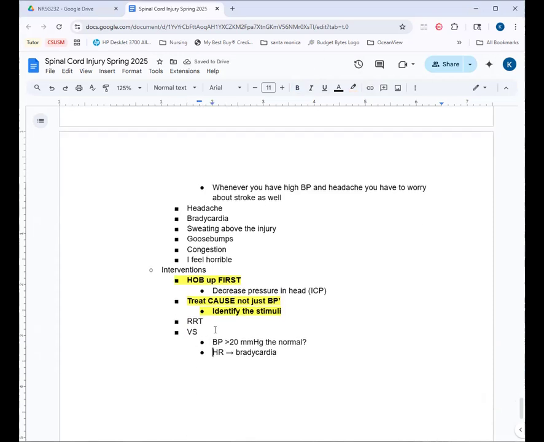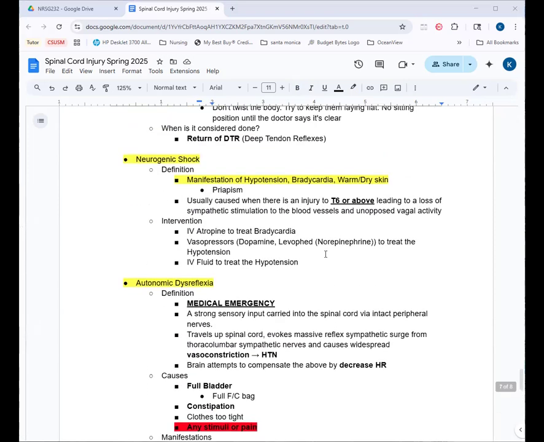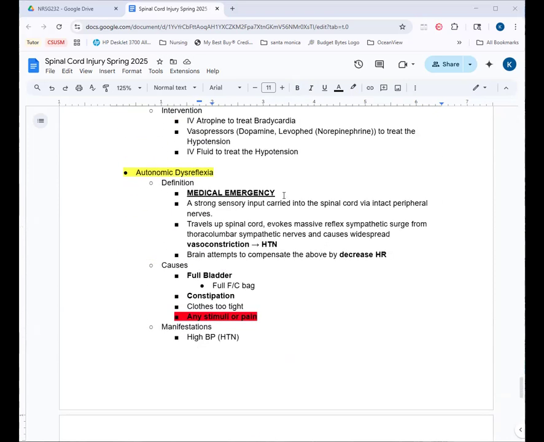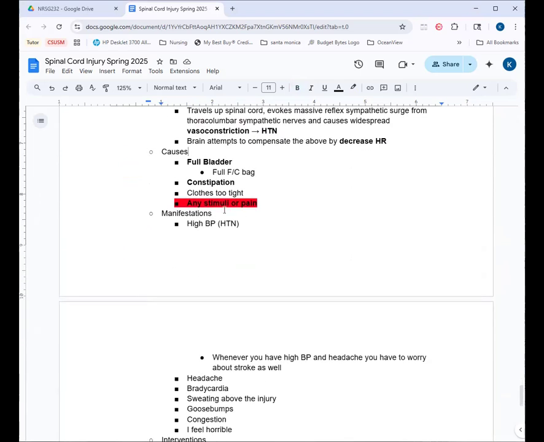So if your blood pressure, systolic, is greater than 20 above what they've been at, maybe something's going on. If all of a sudden they're bradycardic, maybe something's going on. But yeah, that one's it for that. So TLDR, big bad, super hypertension. Body's like, let's not do that, and then drops itself out to try to fix it. Causes any stimuli or pain. So whichever one comes to your mind.